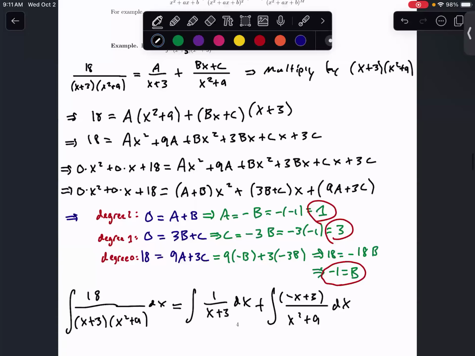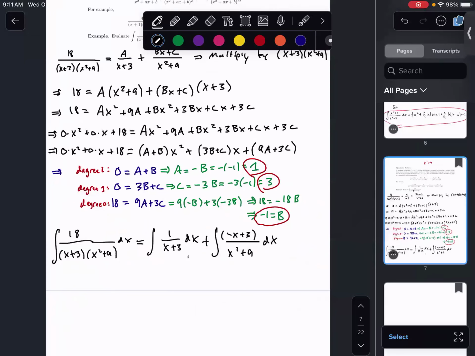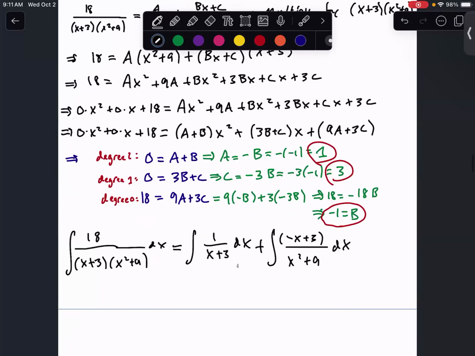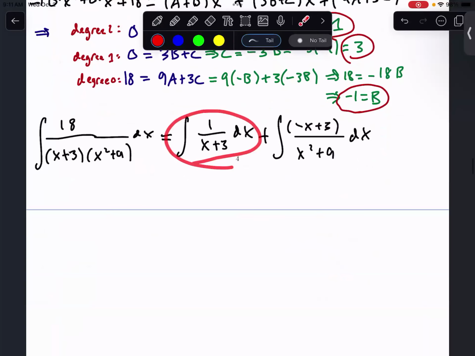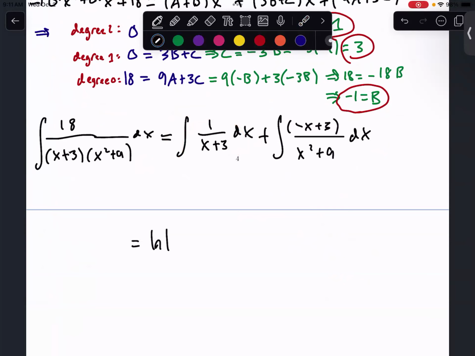Actually, this next integral, you have to be a little bit clever in terms of how to solve it. This first integral is pretty easy to solve. It's just the natural log of x plus 3. So this is going to be equal to the natural log of x plus 3. This other one, you can't really use u substitution. If you use u substitution, you'll have a 2x dx show up, but you have a -x plus 3 in the numerator. That's kind of hard to deal with.